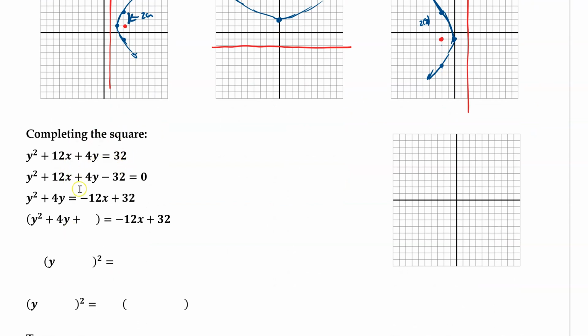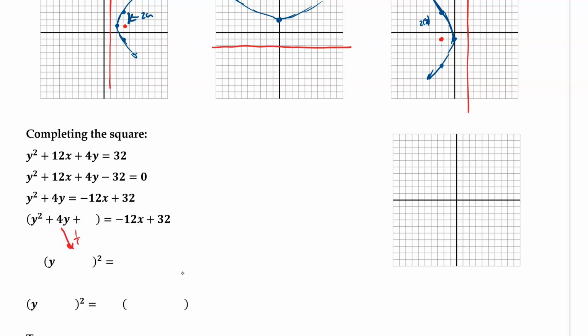I like to bring everything over and then take everything that is not a y onto the right and everything that is a y squared onto this side. So there's all our y's, and you're going to put a parenthesis around it. The next step happens every single time. It's just a nice pattern. So we're going to take this and complete the square so that we can factor it.